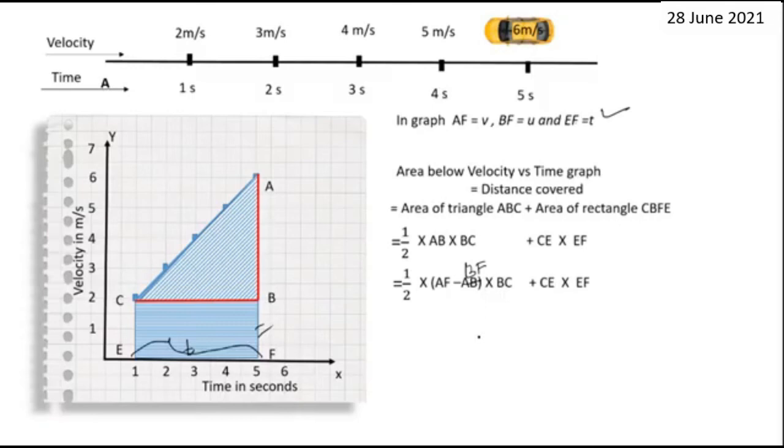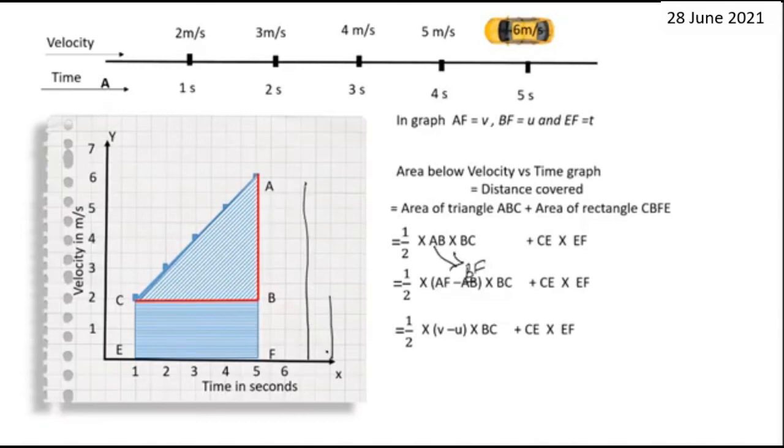And also you should mention what the distance covered is and what symbol is used for it. Now, since this is BF again, AB can be expressed as AF minus BF, and AF is V and BF is U, so AB can be straightaway written as V minus U. Please remember. Okay, so half into V minus U into BC plus CE into BF.